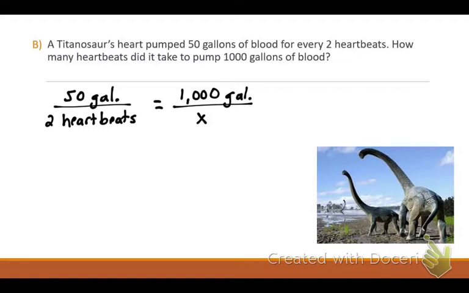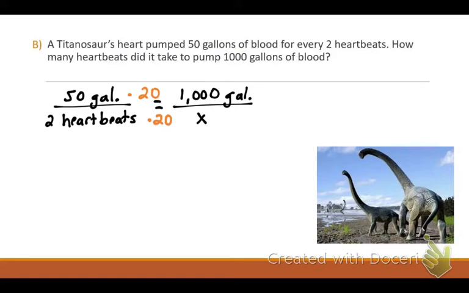All right, for those of you who did this method, did anyone do mental math? Okay, what was the missing link for the mental math? What about the 20? Multiply by 20 or divide by 20? Okay, very good. So 50 times 20 equals 1,000, which means I also have to multiply down here. 2 times 20 equals what, guys? 40 what? 40 heartbeats, okay?